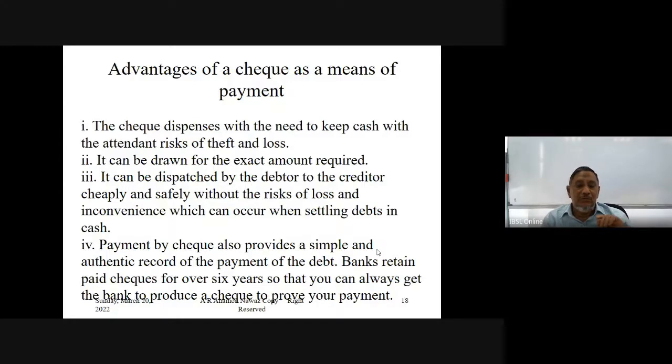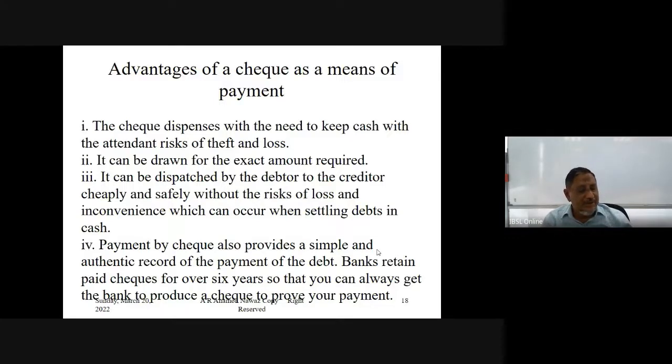It's accepted as a legal document to prove the transaction. That's why in most instances, when certain payments are to be made, it's insisted on a check. Subsequently, we can take the check from the bank and prove the transaction if there is a doubt or if a problem arises. Banks retain the paid checks for 6 years so that you can always get the bank to produce a check to prove your payment. The check has to be retained for 6 years. Why is that?